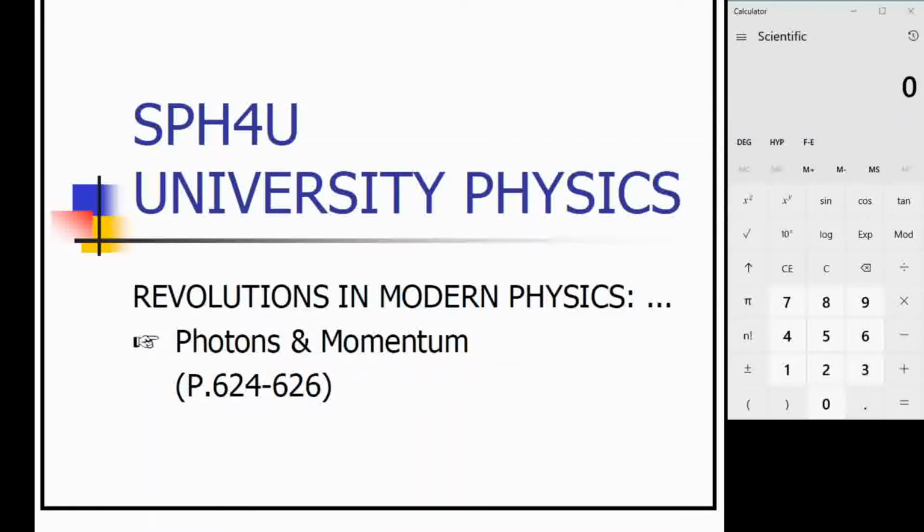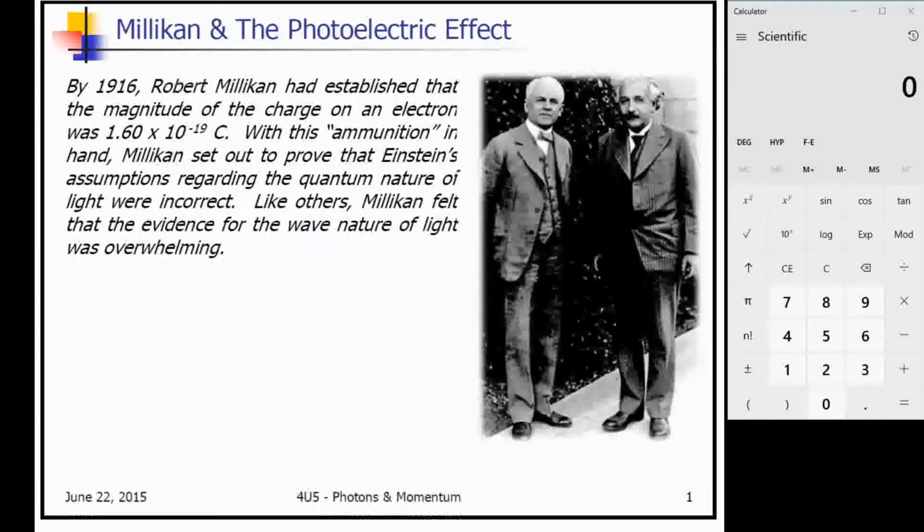We're also going to talk a little bit more about Millikan and how he proved Einstein, because he wasn't actually seeking to prove Einstein. He was actually trying to disprove Einstein's theory. I'll get into that story here.